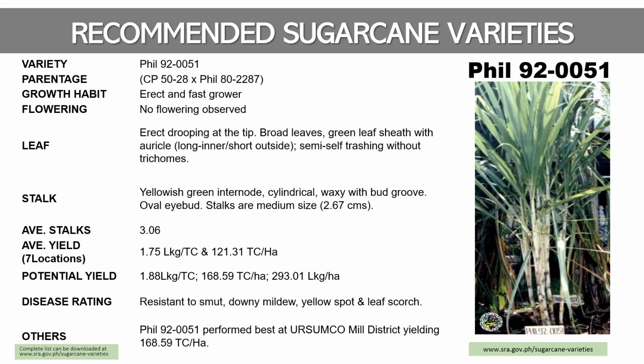Average yield based on 7 locations reached up to 1.75 LKG per ton cane and 121.31 ton cane per hectare. For the potential yield, it could reach as high as 1.88 LKG per ton cane or 168.59 ton cane per hectare or 293.01 LKG per hectare. In terms of disease rating, this is resistant to smut, downy mildew, yellow spot, and leaf scorch. So this variety performed best at Sumco Mill district, which could yield as high as 168.59 ton cane per hectare.